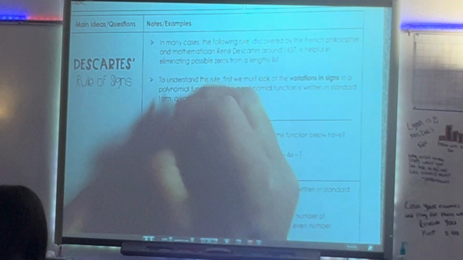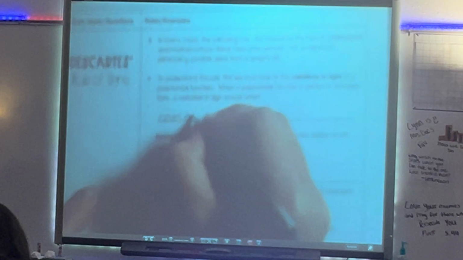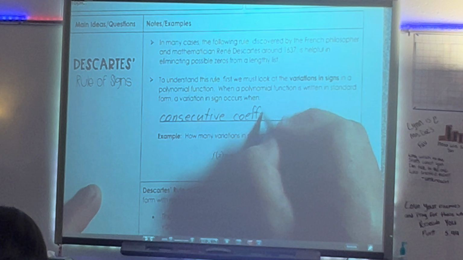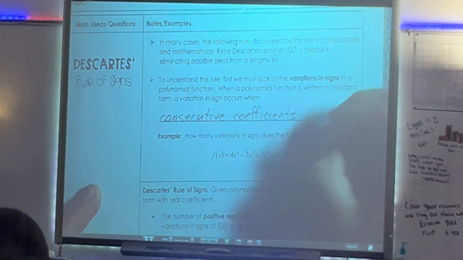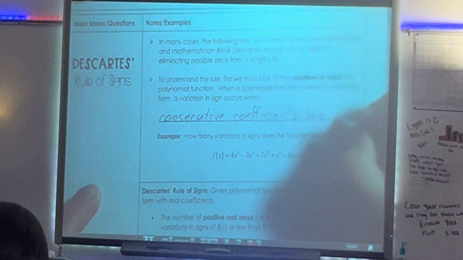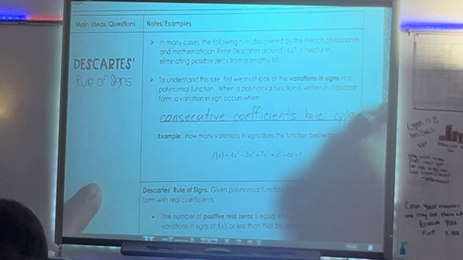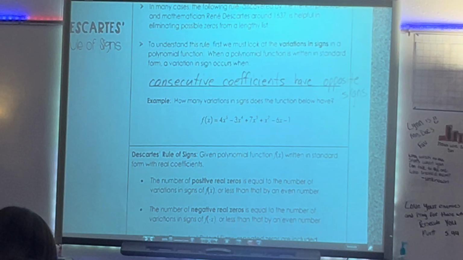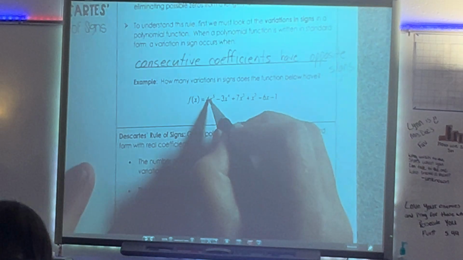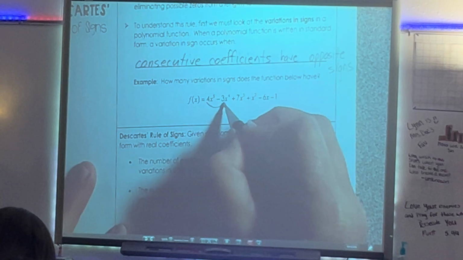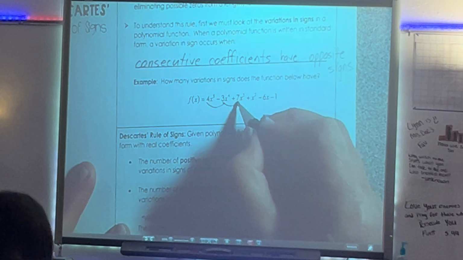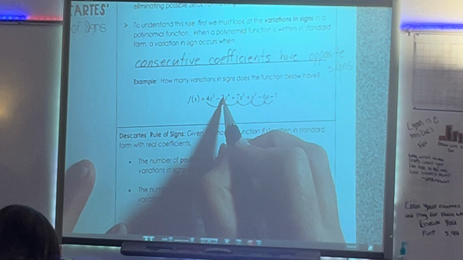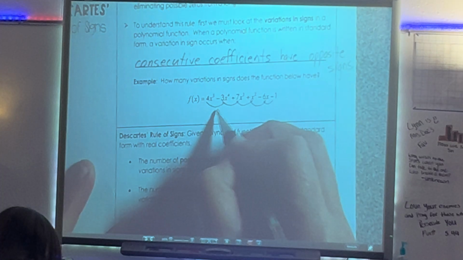So what we're gonna look at is consecutive coefficients that have opposite signs. And when this happens, it lets us make a prediction. So we're just looking right here, from here to here, from here to here, from here to here, from here to here. All right, so if we look right here, this one, I have a sign change.